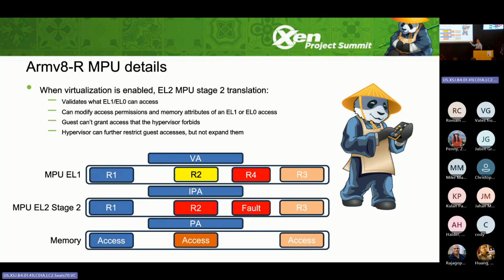So in this quick example, we can see the region R4 mapped on the EL1 MPU. And this region is not mapped on the EL2 MPU. And any access within that range will generate a fault on the EL2 MPU.